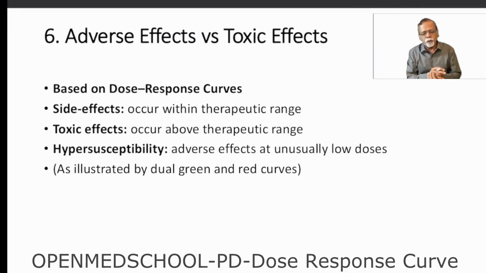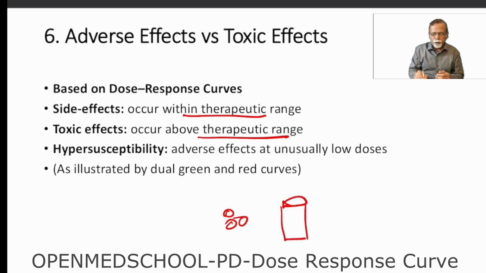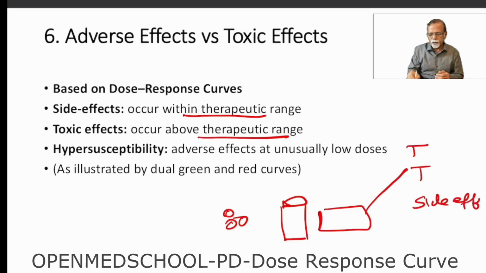Adverse effects versus toxic effects. Side effects occur within the therapeutic range of the drug. Toxic effects occur above the therapeutic range. So that's the difference. I already mentioned, when you are giving a medicine, it gets absorbed, it reaches the cell, it produces a response, which can be a therapeutic response, a toxic response, or it may be a side effect. These are the responses that you get.